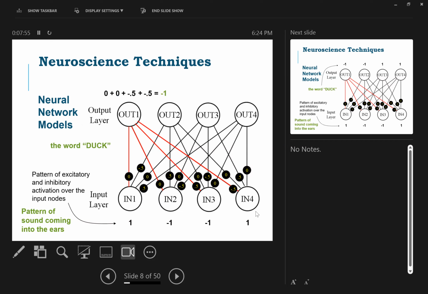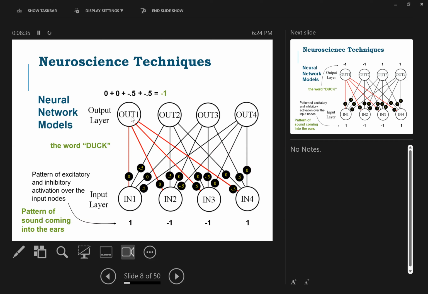So input 4, the connection of input 4 to output 1, is it inhibitory or excitatory? It's inhibitory. Is the activity of input 4 above baseline or below baseline? It's above baseline because it's 1. So if this neuron has an inhibitory impact on neuron output 1 and it's firing above a baseline, what is the net effect for output 1? It's inhibitory. Does that make sense to everyone? That's the takeaway I want.